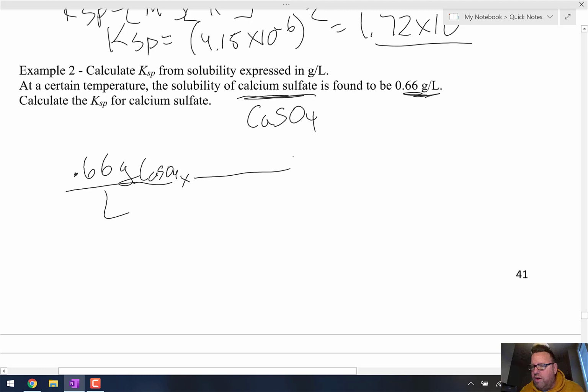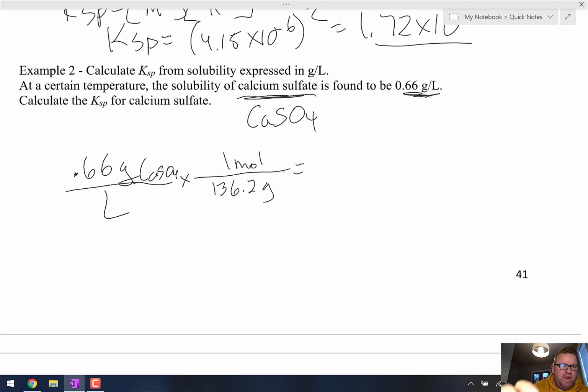So we need to go to the periodic table. Calcium is 40.1 plus sulfur is 32.1 plus 4 oxygens is 136.2 grams per mole. And now we've just converted our grams per liter to moles per liter. So 0.66 divided by that answer equals 0.00485 molar. Again, that is the solubility, that is the X value.